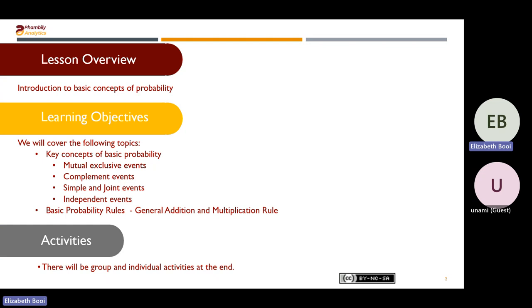By the end of the session today, you should be able to learn the key concepts of probabilities, the types of events that there are, like your mutually exclusive events, your complement events, your independent events, your simple and joint events, and so on. But also, more specifically in terms of calculation, you need to know when to apply the multiplicative rule and when to apply the addition rule as well.